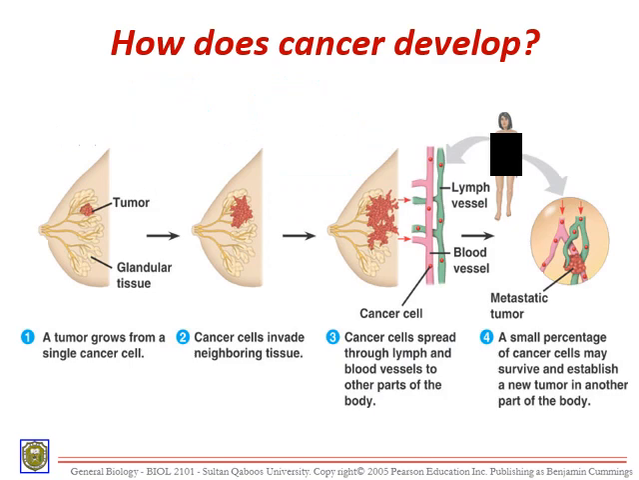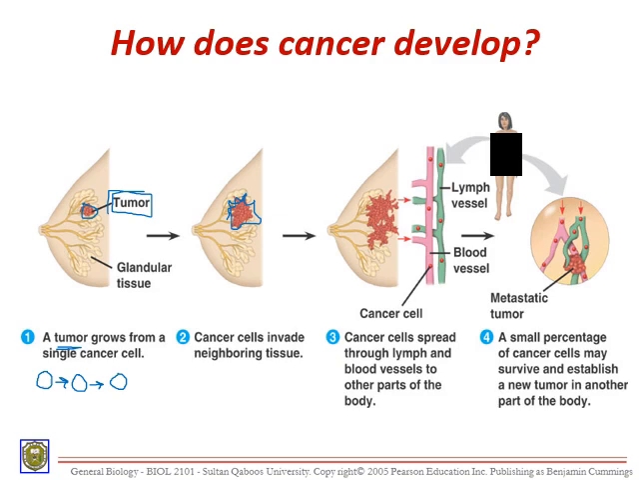Let's go back. So we have a tumor that grows from a single cancer cell. Remember, we have a cell, and this cell becomes an abnormal cell, and then from that abnormal cell you can have a tumor. So we have a tumor over here in the breast tissue. This tumor grows from just one single cell. That single cell will keep on dividing to produce a lump, which we call a tumor. Then after forming a tumor, it can invade the tissues in the neighborhood. So you can see it has become larger.